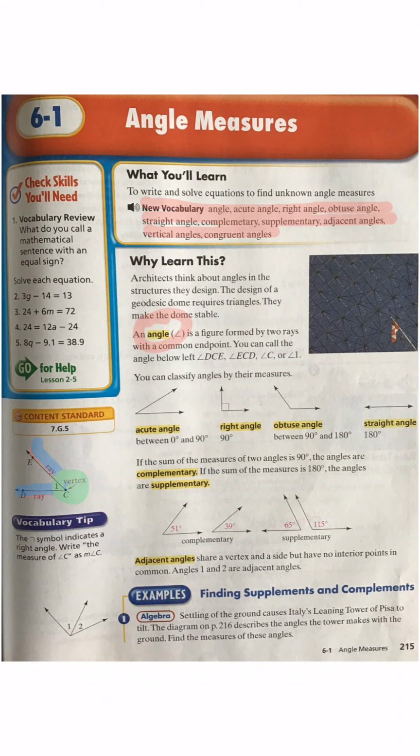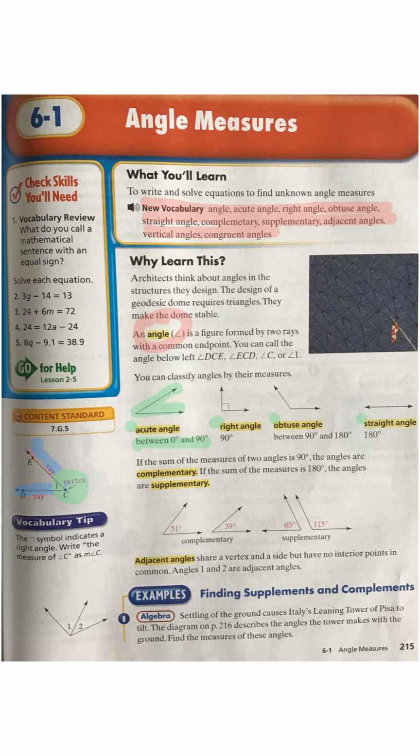You can classify angles by their measures. The four different types of angles are as follows: an acute, a right, an obtuse, and a straight angle. An acute angle is an angle that is between 0 and 90 degrees. I think of this as a cute angle, like a cute little puppy. It's small. So an acute angle is small.